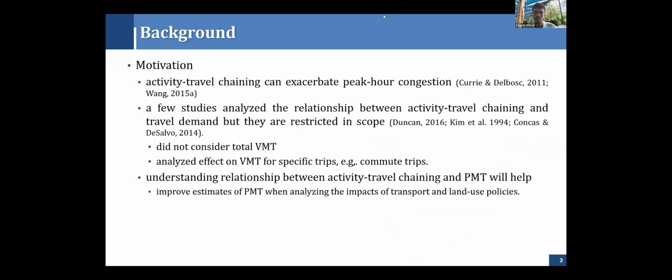My study contributes to this research gap by quantifying the direct and indirect impact of activity travel chaining propensities on the peak and off-peak PMT pertaining to all the daily trips carried out by a person. Understanding the relationship between activity travel chaining propensities and PMT will help in forecasting reliable estimates of PMT, and also knowing the relationships between activity travel chaining, PMT, and the mediating factors can help identify potential areas of intervention to mitigate the peak hour travel demand.